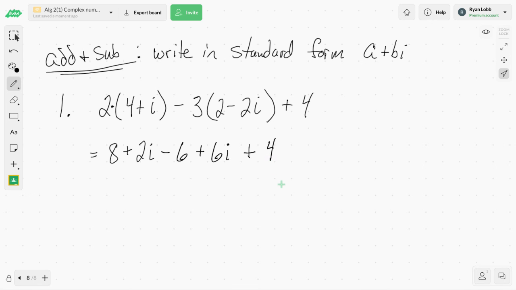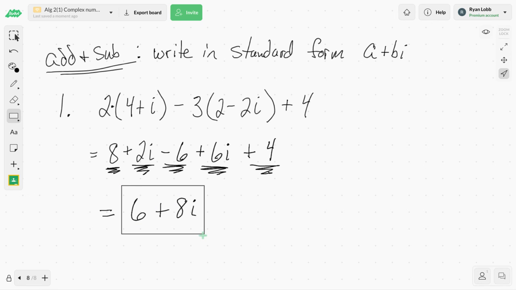And now we look and we combine like terms. We have 8 minus 6 is 2 plus 4 is 6. So there's the real part, 6. And then the imaginary part, 2i plus 6i is plus 8i. There we go. Done. Okay. So there in this case, we had some multiples of this imaginary number. All right. 4 plus i times 2. We had the 2 minus 2i times a negative 3. All right. And then combine your like terms, write it in standard form.